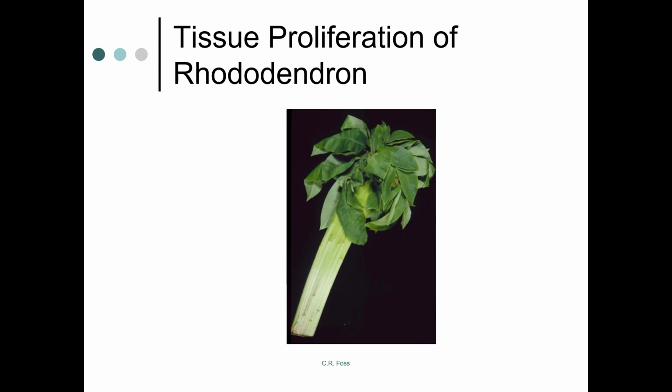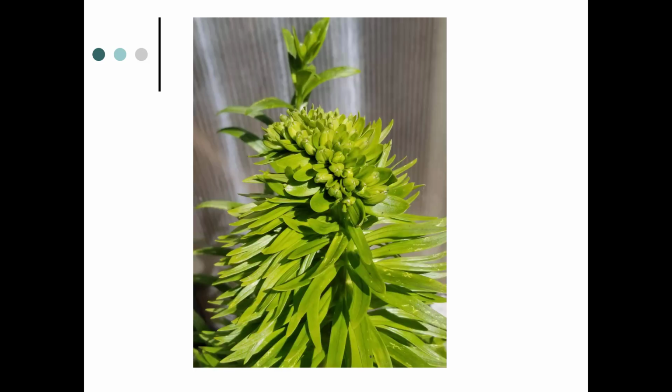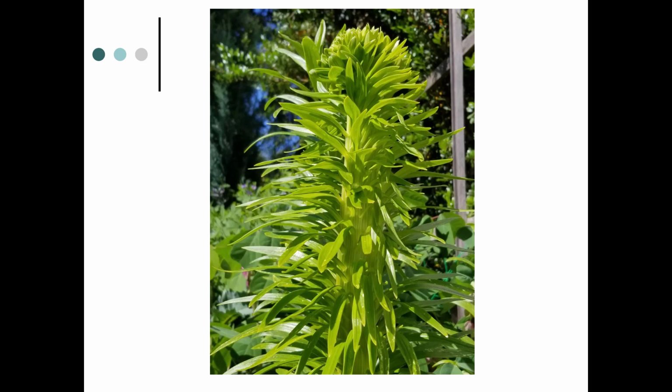So tissue proliferation on rhododendron looks like this. It doesn't even look real, right? This is outside of the greenhouse. I haven't really looked this year. This is from a couple of years ago. We had some leaf hoppers on this early on. You can see the damage on the leaves here. And then you have the fasciation that occurs on the stem. And we can see better on this side.